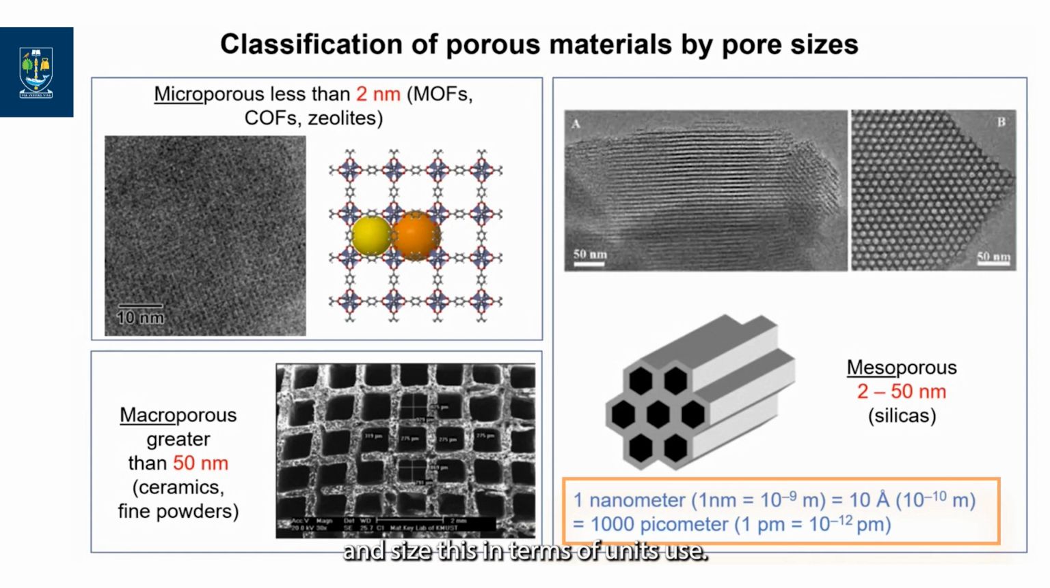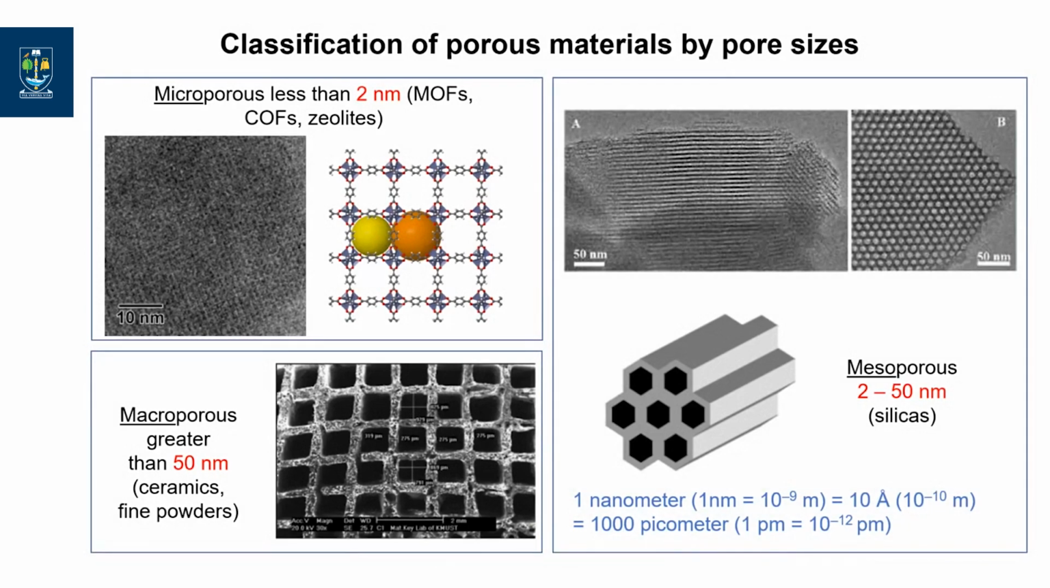Finally, if you look across scientific literature, you will notice that pore dimensions come in different units. For example, molecular chemists who work with MOFs tend to quote the pore sizes in angstroms or picometers. In 1 nanometer, there are 10 angstroms and 1000 picometers.